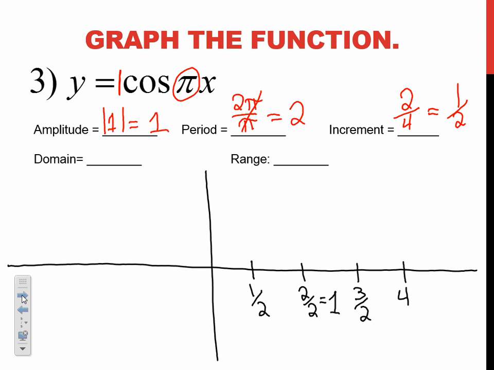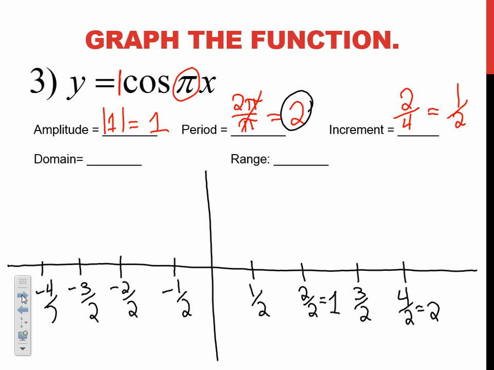And then we're going to have 4 over 2, which would be the same as 2. That's what our period is. So we can stop there. Going to go 4 to the left. So I'm going to have negative 1/2. Negative 2 over 2, negative 3 over 2, and negative 4 over 2.